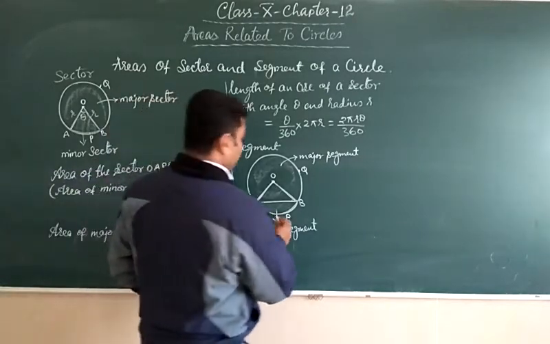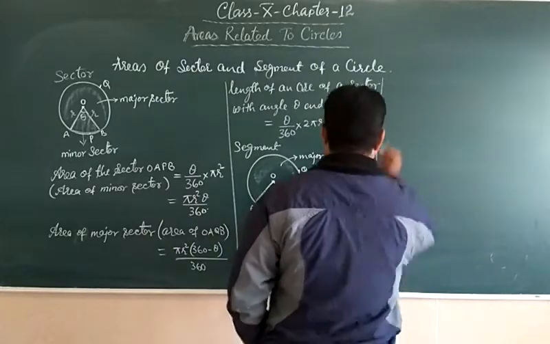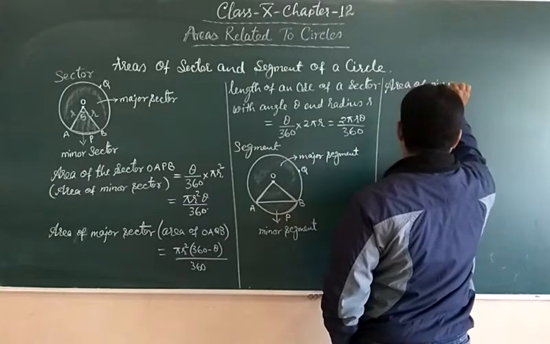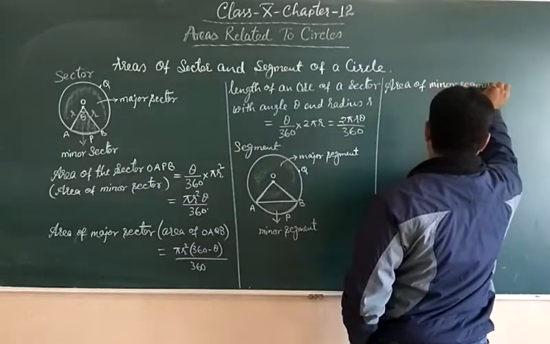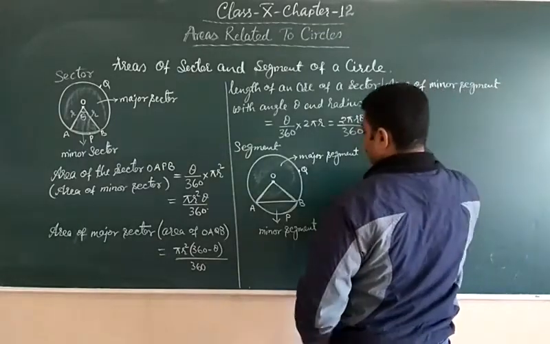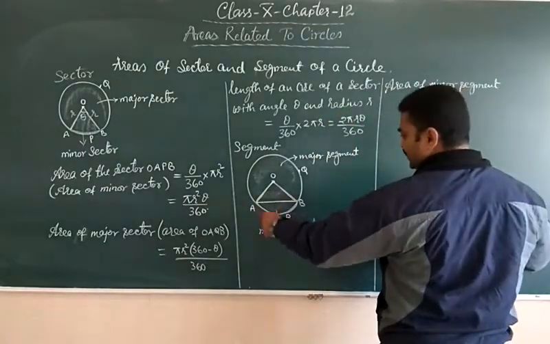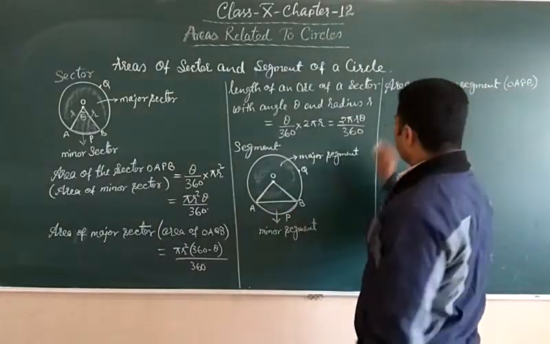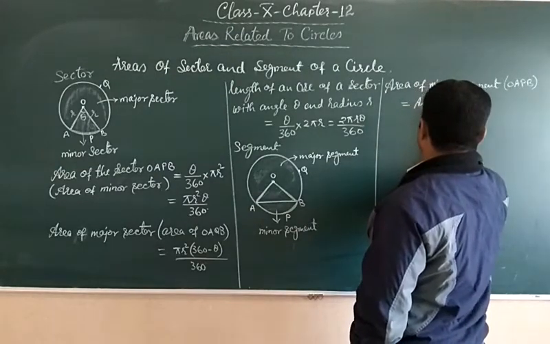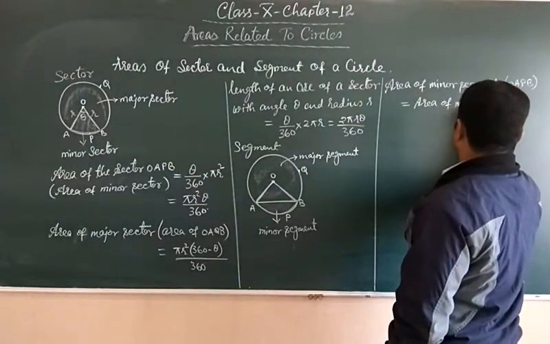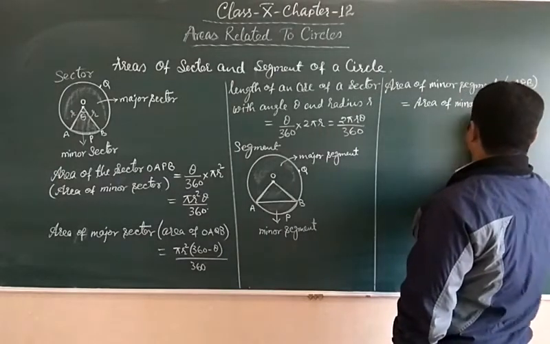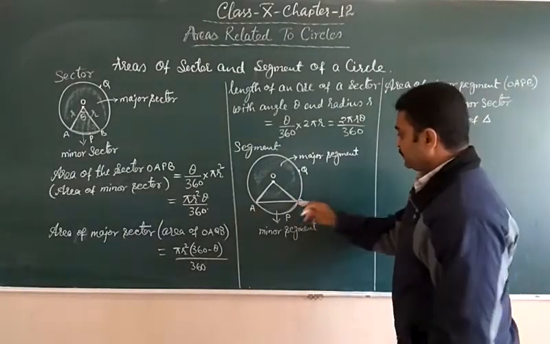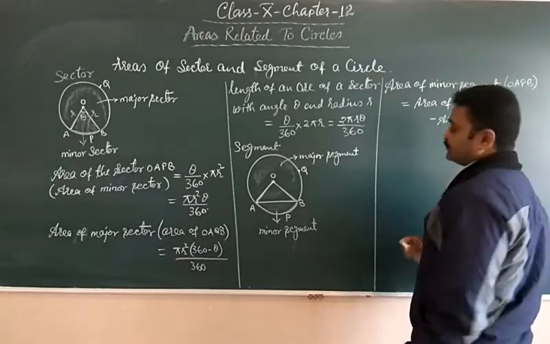Clear? So we write here area of minor segment is equal to, minor sector OAPB, that is area of minor sector minus area of triangle OAB. OAB. Clear?